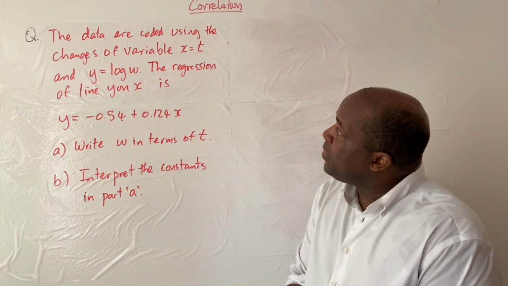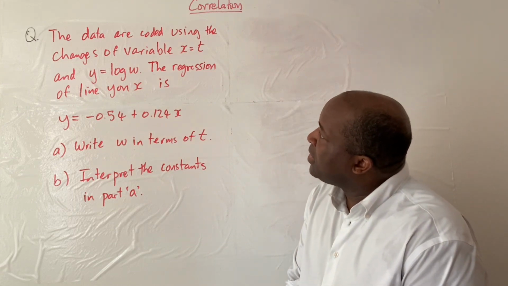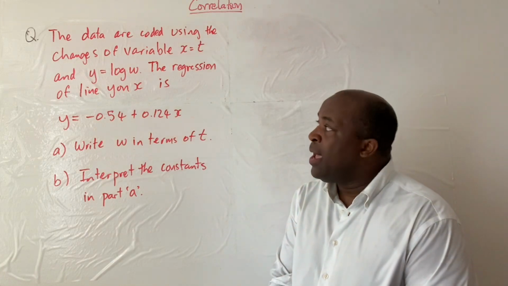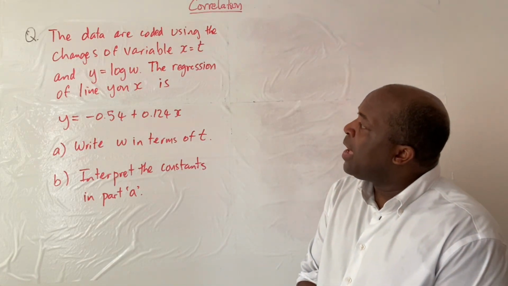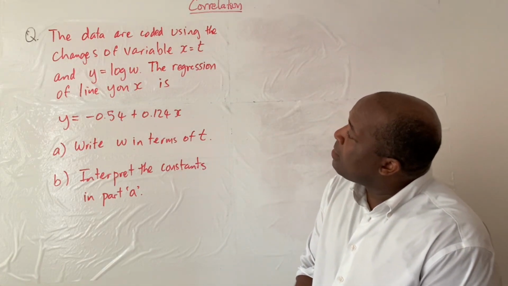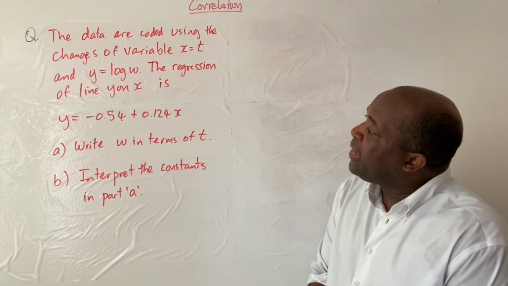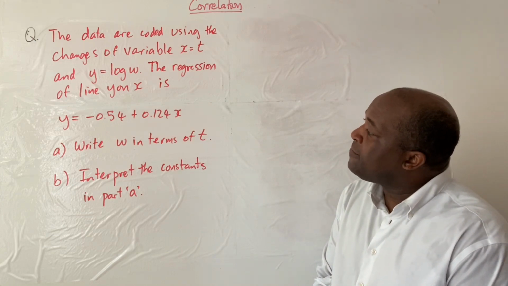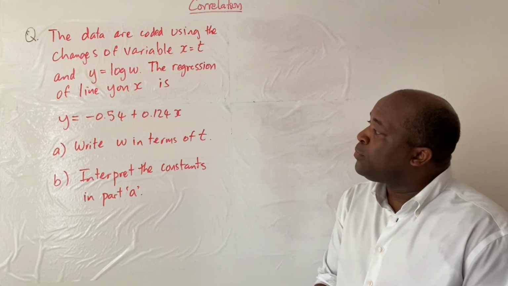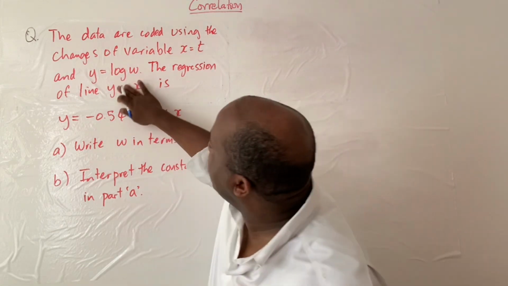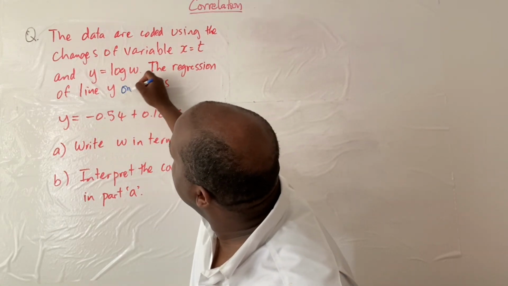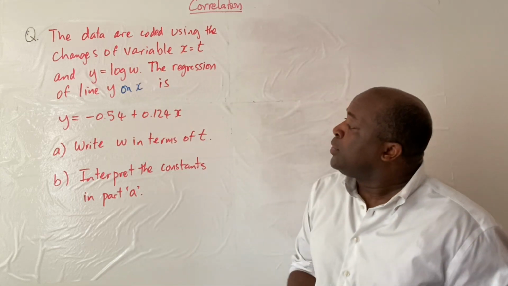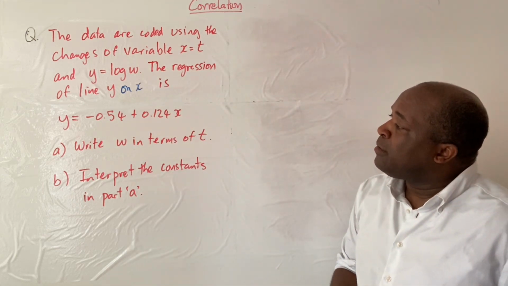We're told that the data are coded using the changes of variable x equal t and y equal log w, and the regression line of y on x is y equal minus 0.54 plus 0.124x. So let's make this a little bit clearer. Y on x. So we want to write w in terms of t.